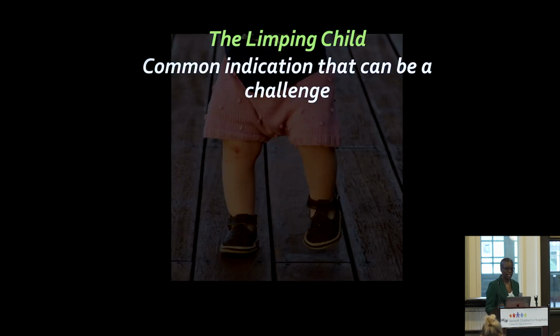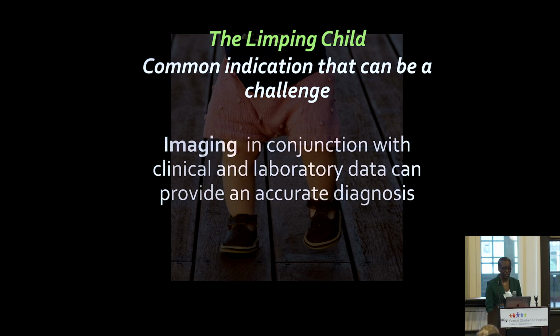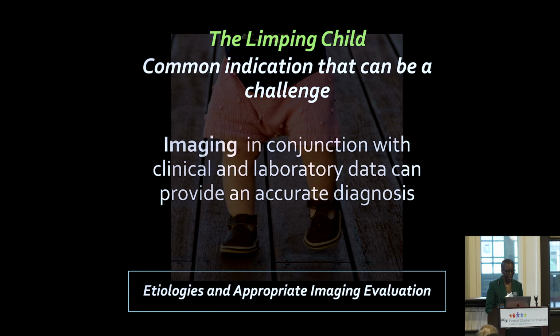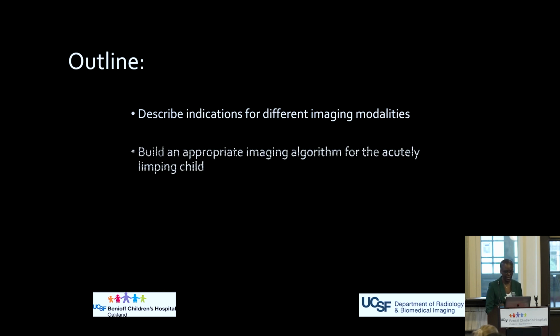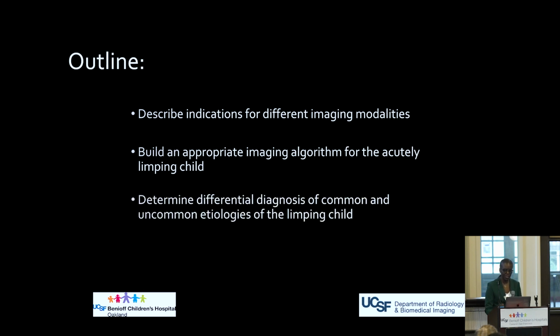The title of my talk is The Limping Child, the Good, the Bad, and the Ugly. The limping child is a common indication that can be a challenge for all of us. Imaging in conjunction with the clinical and laboratory data can provide an accurate diagnosis, hopefully. We're going to focus on the etiologies and the appropriate imaging evaluation. By the end of this talk, you should be able to describe indications for the use of different imaging modalities, build an appropriate imaging algorithm for the acutely limping child, and determine a differential diagnosis of common as well as uncommon etiologies for the limping child.